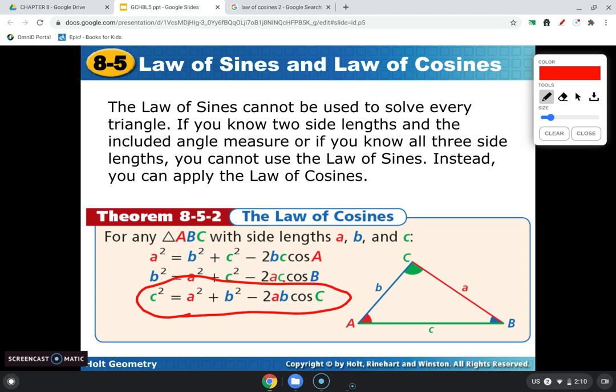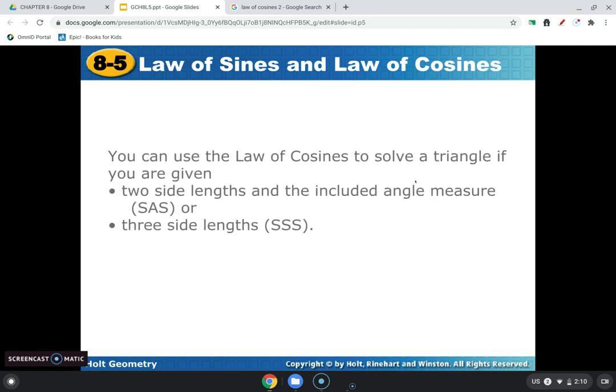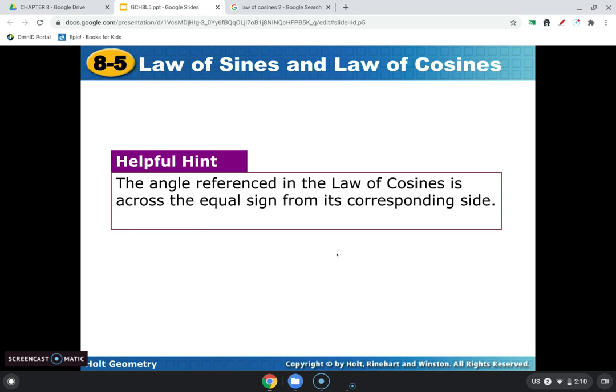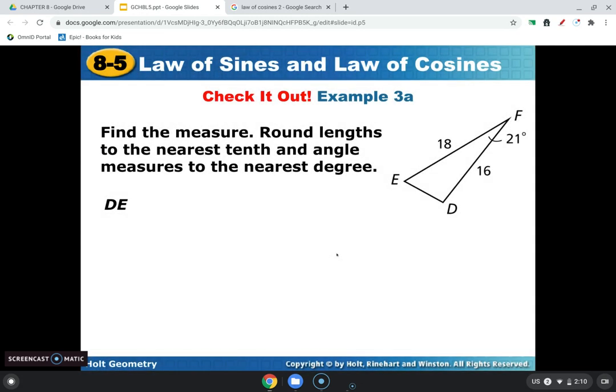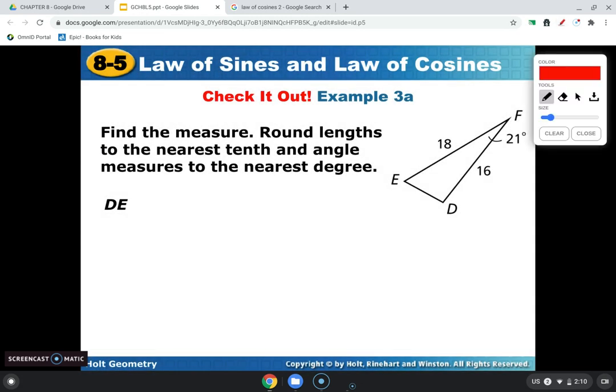So to set up the law of cosines, you can use it to find a side length if you're given side-angle-side and you're trying to find the missing side, or if you're given three side lengths and you're trying to find a missing angle. That's when you would use the law of cosines. If you don't have that, then you're just going to use the law of sines.